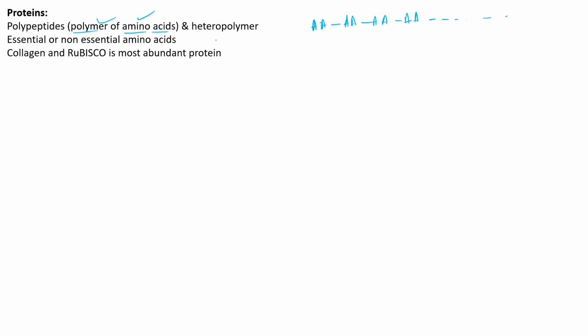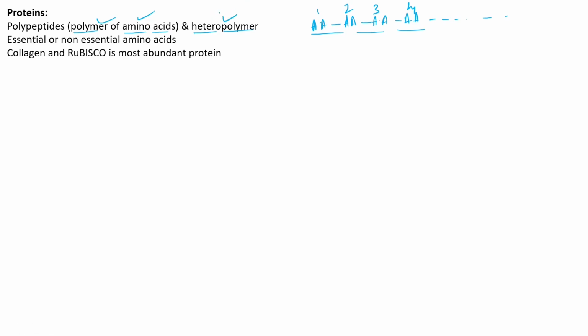And generally, the proteins are mainly heteropolymeric in nature. It means that none of the amino acids in the sequence of the protein are similar in nature. Okay, it is not made up of a repeating unit of a single type of amino acid, right? It is made up of different types of amino acids. That is what we mean by the term heteropolymer, right? All of the proteins are interestingly heteropolymeric in nature.